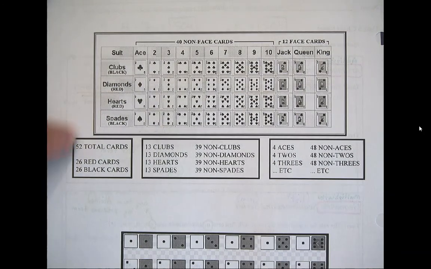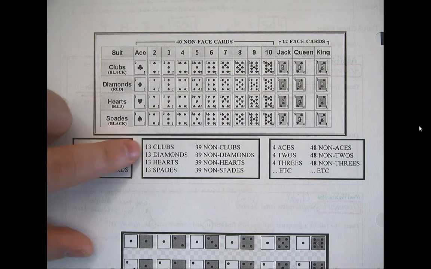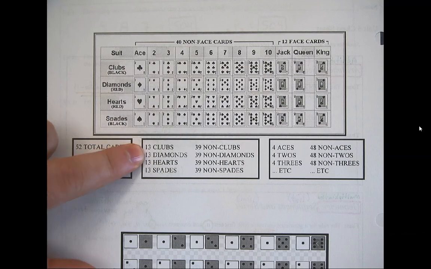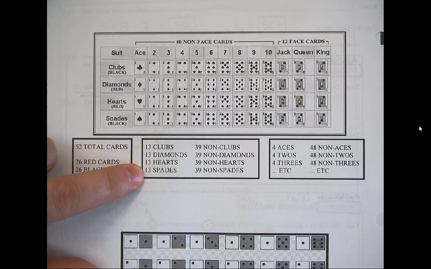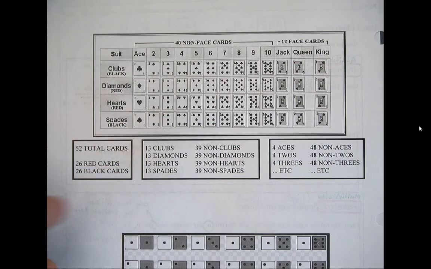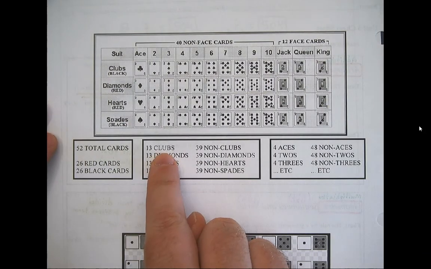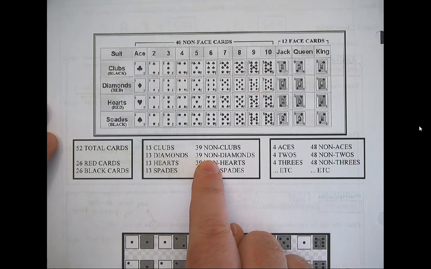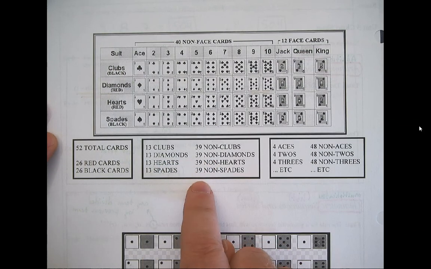So you take the 52 cards, you divide them into 4 suits. That means that there are 13 cards in each suit. There are 13 clubs, 13 diamonds, 13 hearts, 13 spades. Or we can look at it from the other perspective. If you have 13 clubs, then you have 39 non-clubs. 13 diamonds, 39 non-diamonds, 13 hearts, and so on.